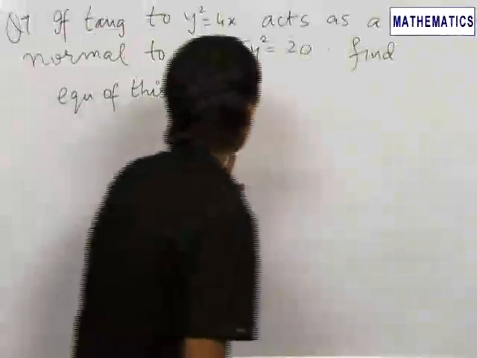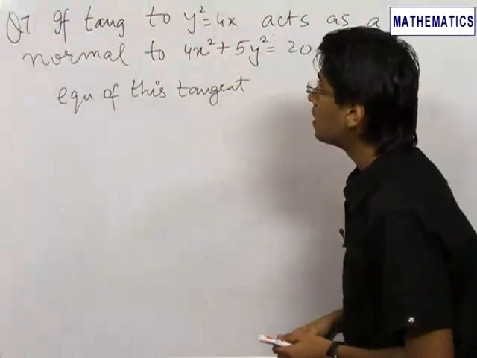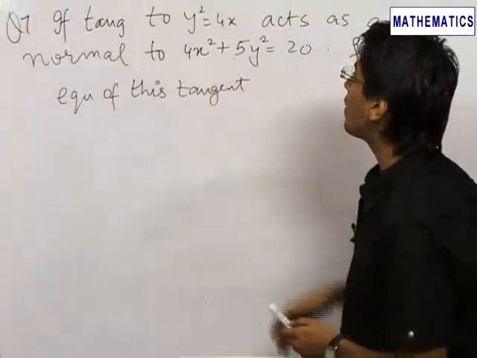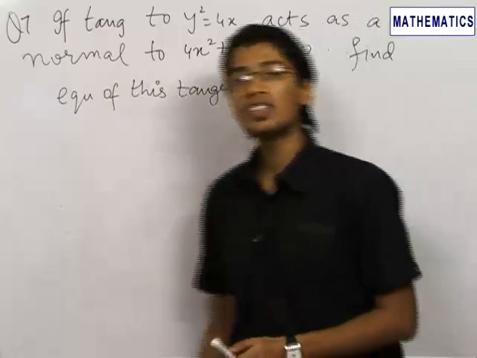Our seventh problem is a very interesting combination of a parabola and an ellipse. We are given that if a tangent to the parabola y² = 4x acts as a normal to the ellipse, then we need to find the equation of this tangent.